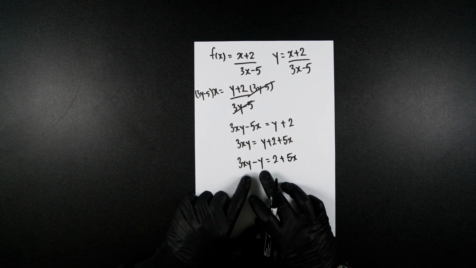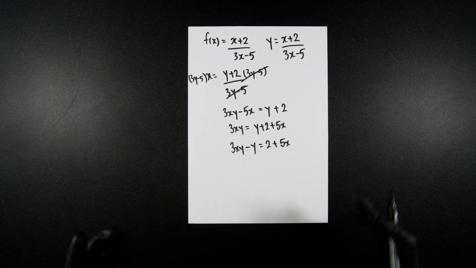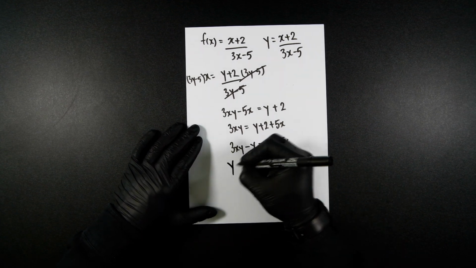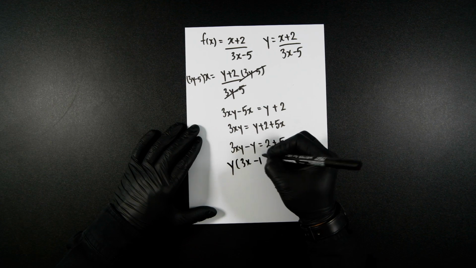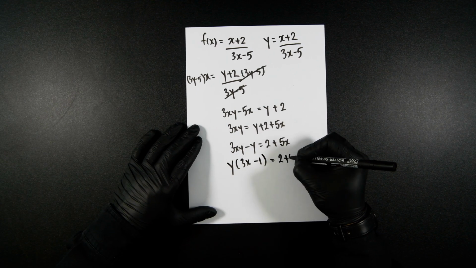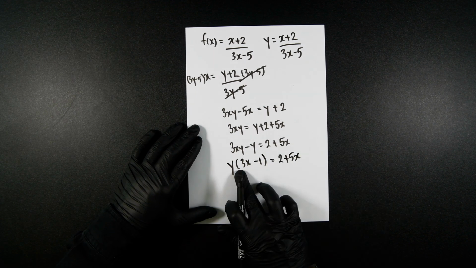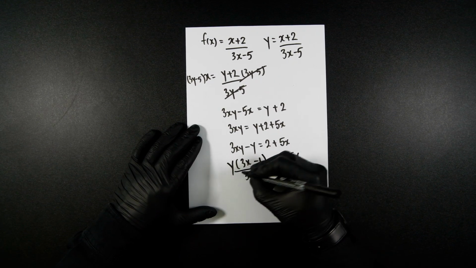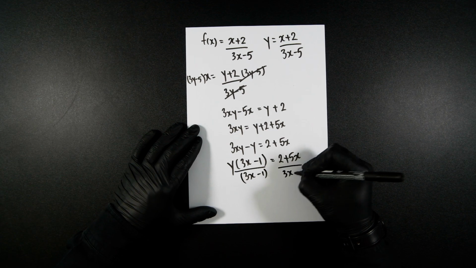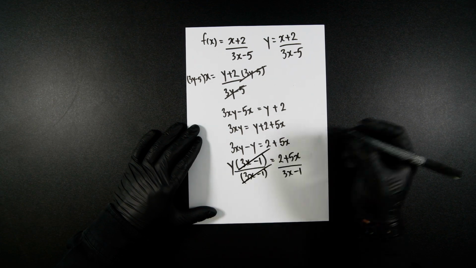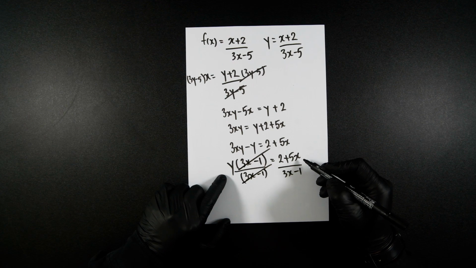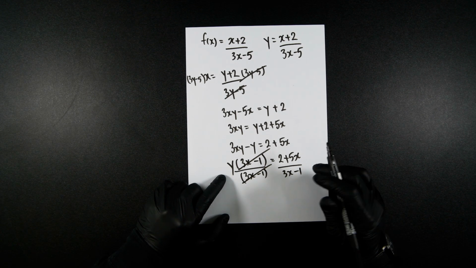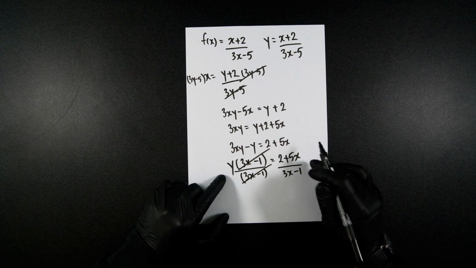We can now factorize this because y is common in both parts. So let's pull that out. y times 3x minus 1 would be 2 plus 5x. We can now divide both sides by 3x minus 1. This would cancel out. So now we have y equals 2 plus 5x divided by 3x minus 1. That is the inverse function.